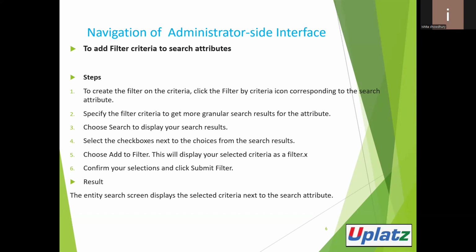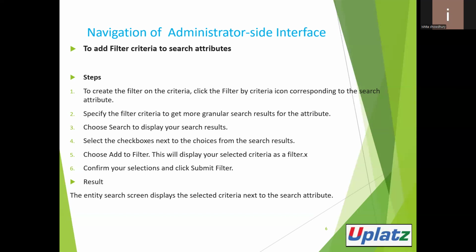Select the checkboxes next to the choices from the search results. Choose add to filter. This will display your selected criteria as a filter. Confirm your selections and click submit filter. Just put in whatever the search criteria are, whatever the date range is, or whatever the domain or department is required. So we can put that filter, and the search icon will display the relevant results accordingly.